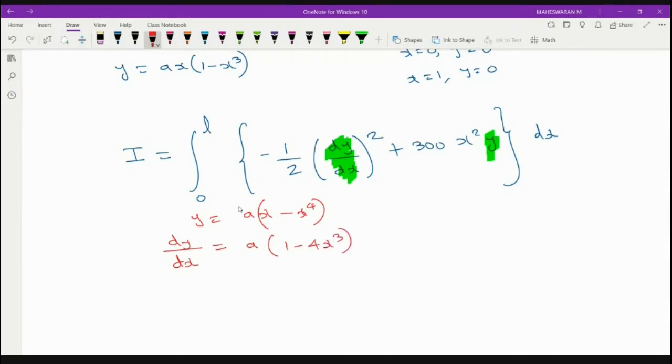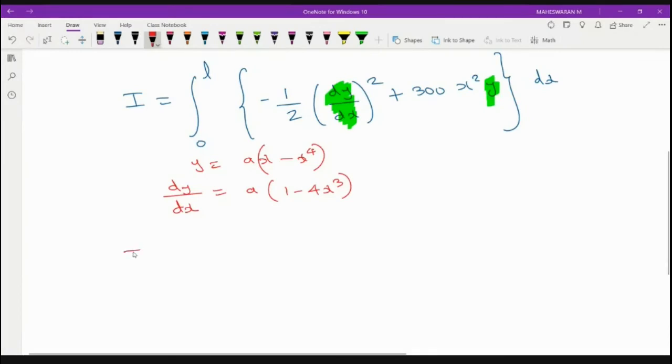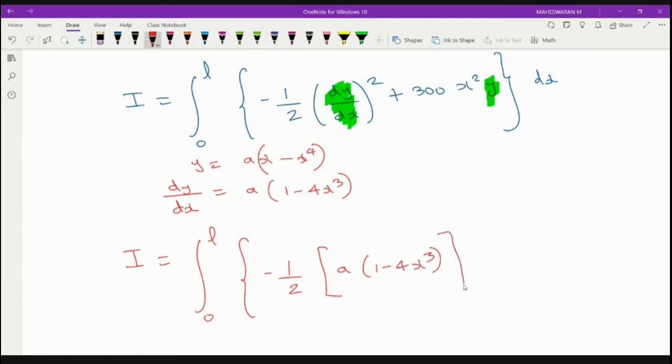Now let me substitute it here in your I function. So I is equal to integral 0 to L of minus 1 by 2, this one is A into 1 minus 4x cube the whole square, plus 300 x square into y, that is A into x minus x power 4. This we have to integrate.